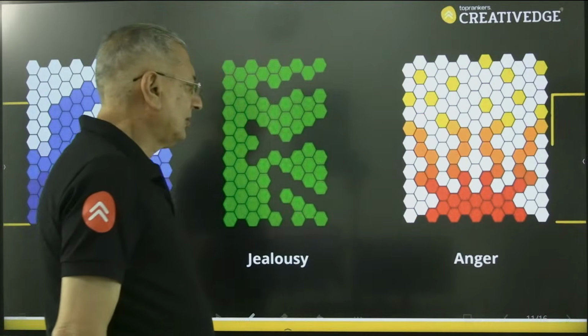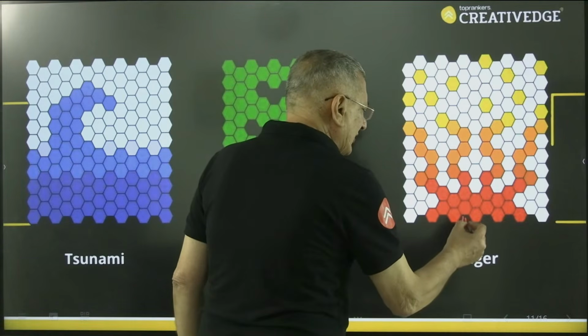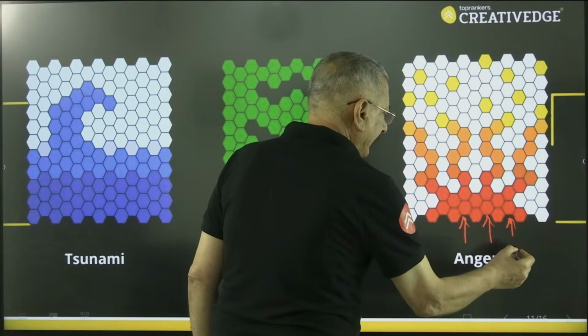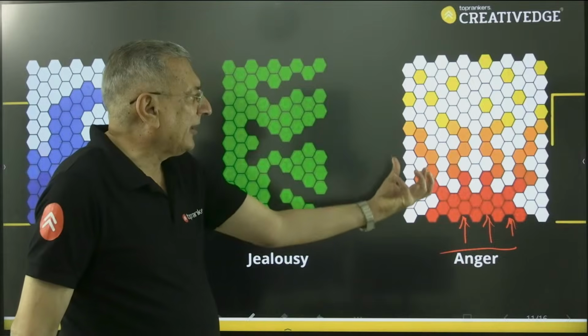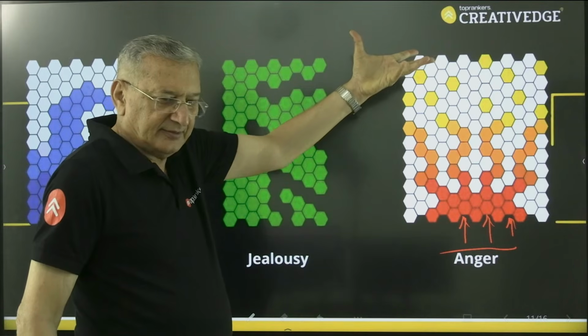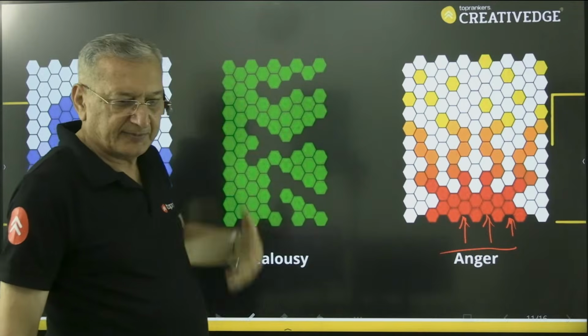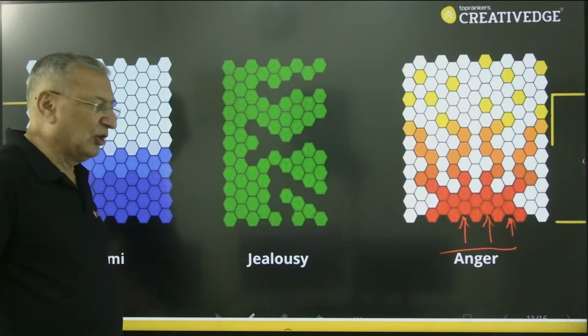Some more anger. Now look at the interesting thing here. As if something is boiling and evaporating, boiling from red to orange to yellow ochre. That is light orange. That is how your anger goes.